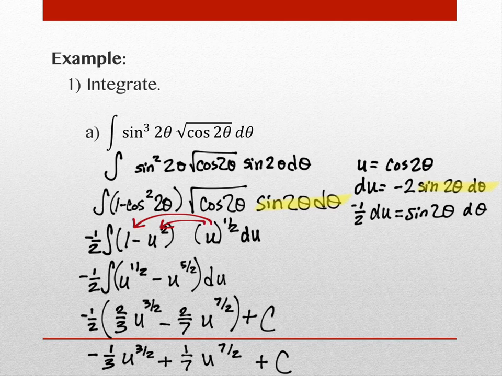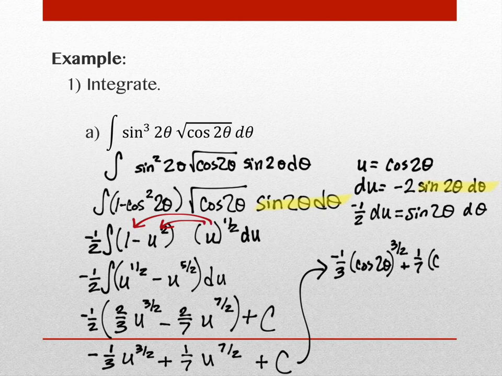Am I done? No, it's a u substitution I did. I need to put it back in terms of what u is equal to. And what was u equal to? Cosine 2 theta. So we'll do one quick rewrite step and then we will be done. So this is negative 1/3 cosine of 2 theta to the 3/2, and then plus 1/7 cosine of 2 theta to the 7/2 plus c.